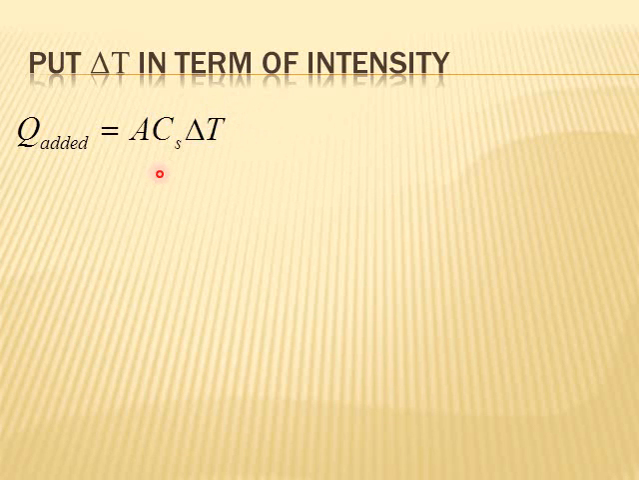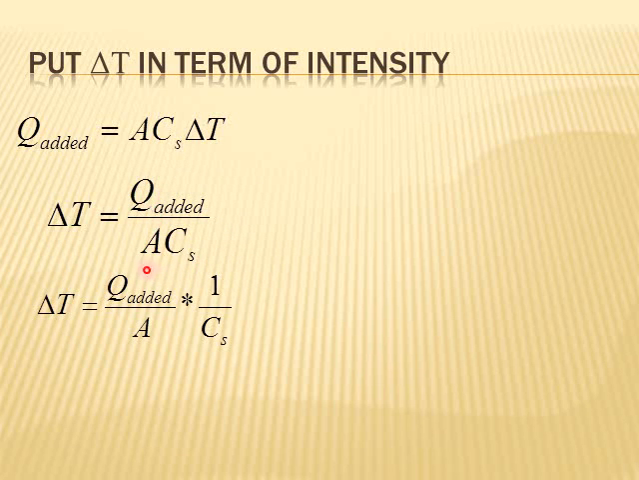It's easy to do, but we just have to do a little bit of math. Since you're going to do the same math every time, they've actually derived a new equation for temperature change in terms of intensity. So I'm just going to quickly derive that. We're going to rearrange this original equation so that we're solving for change in temperature, and we get this. Q over AC is the same as Q over A times 1 over C. Algebraically, it's the same thing.